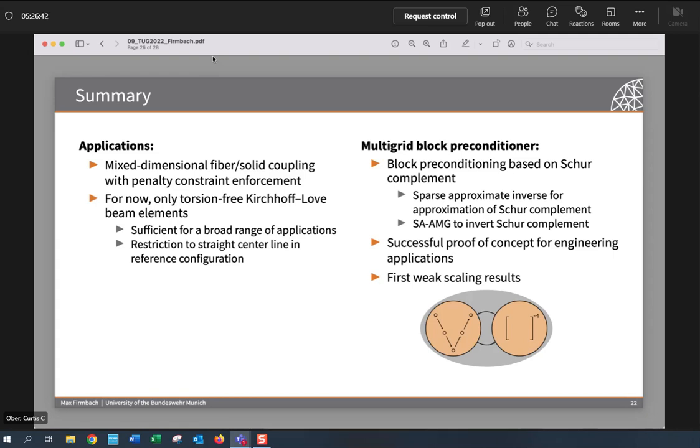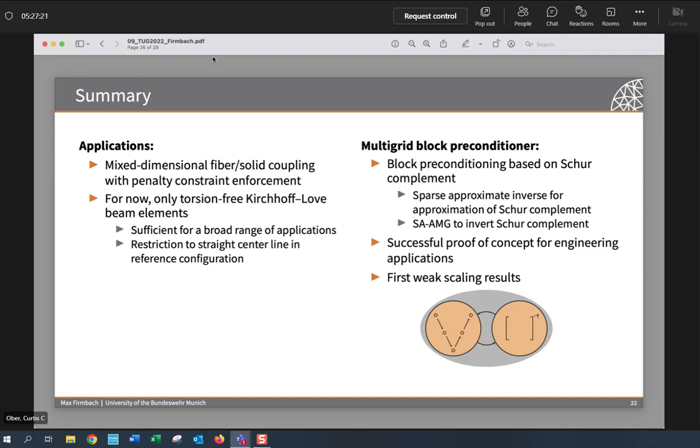And we use a multi-grid block preconditioner based on MueLu. We also use a self-implementation of the sparse approximate inverse algorithm inside MueLu to approximate our Schur complement equation, and to also use that for smoothing of one of our equations in the block preconditioner. This has already proved to be a really successful proof of concept for engineering applications, and we have our first weak scaling results that go in the right direction.